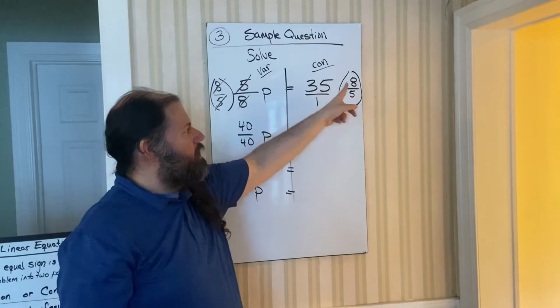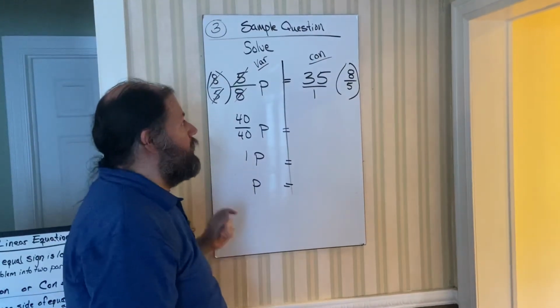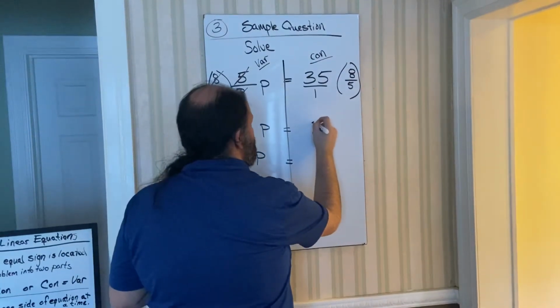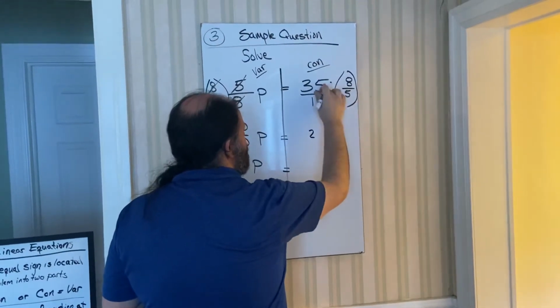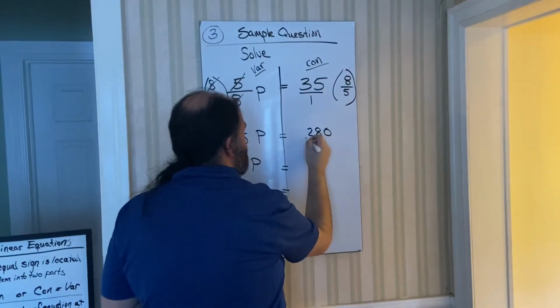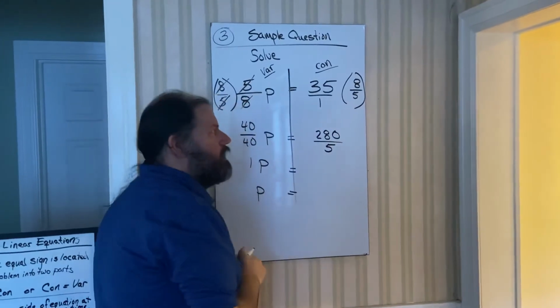So 35 times 8. Ooh, that might be something that you want to put in your calculator, okay? So 5 times 8 is 40, 24, so it should be 280 if I did that correctly in my head. And then 1 times 5 is 5.